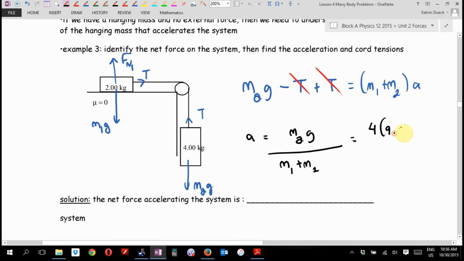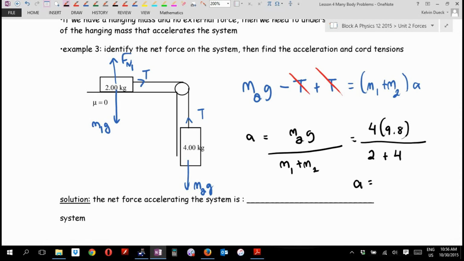Four times 9.8 divided by 2 plus 4. Get your calculators out. You need to try typing this in because many of you will type this in wrong.